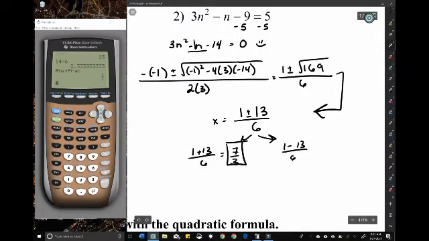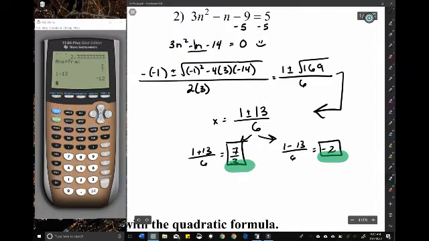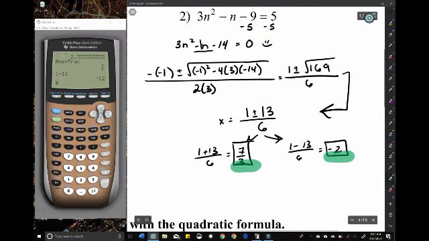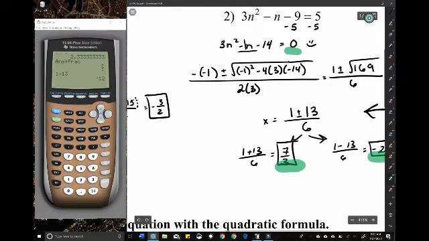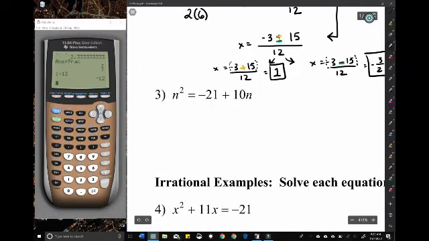Or 1 minus 13, negative 12 over 6, or negative 2. Okay? You should always get 2 answers in some shape or form. Okay, I'll emphasize that a little bit later. And that's it. Make sure you're set equal to 0. Okay? Last one. So now we have all these things, and we want to set it equal to 0.